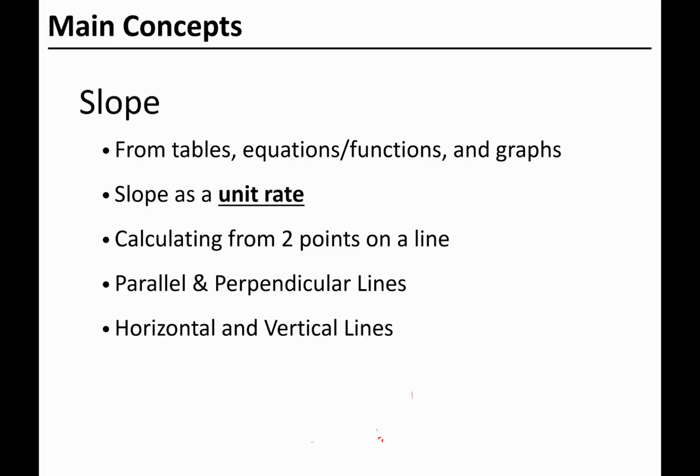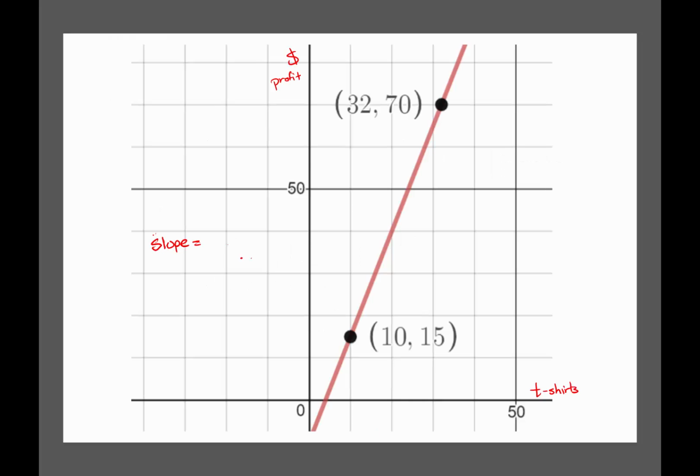So imagine we had some sort of linear situation that looked like this. Maybe we were charting the amount of t-shirts that we'd sold to the amount of profit that we've made. So we've got 2 points on this line, (10, 15), that would mean 10 t-shirts and $15 in profit. And then (32, 70), so 32 t-shirts and $70 in profit. So if I ask for the rate of change, how the dollars are changing compared to the t-shirts, we're going to need to figure that out.